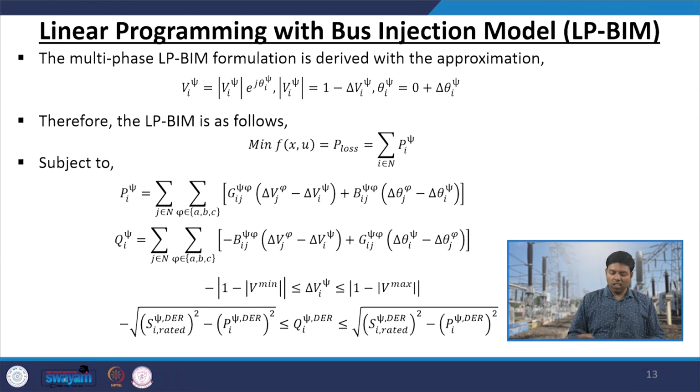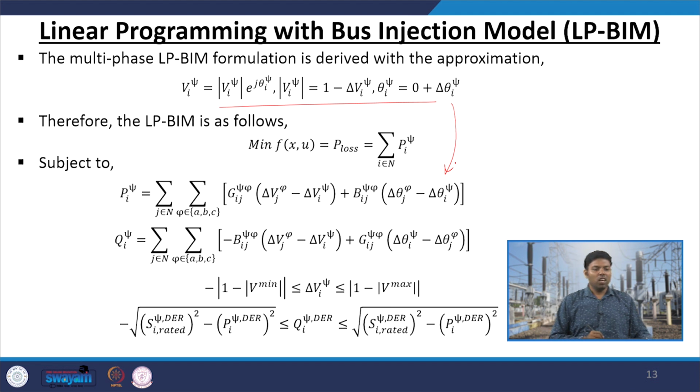So, with this we have implemented this BIM model. If we implement that and we use those constraints as the power balance constraint and your voltage constraint, then you will get the linear programming bus injection model. Okay.